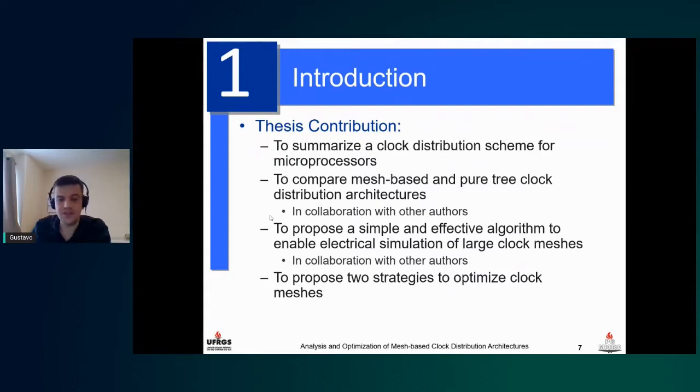So the contribution of the work that I'm presenting here is that it summarizes the strategies used to design the clock network for high-performance circuits. It shows some data comparing different types of clock architectures. It proposes a simple and effective algorithm to enable simulation of large clock meshes, and proposes two strategies to optimize the clock mesh.